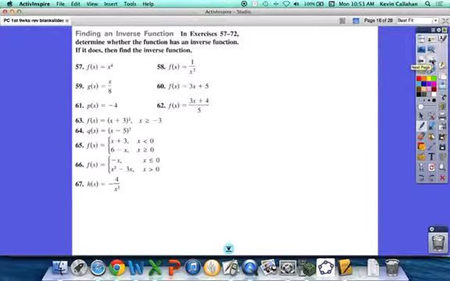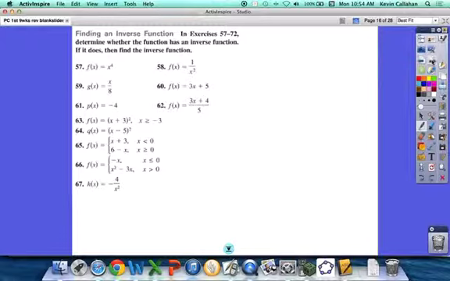Okay, determine whether a function has an inverse, and if it does, then find the inverse. What is the test that we use to determine whether a function has an inverse? Now you're talking about finding the inverse. What do we look at to tell us whether there's any point of finding the inverse? What's that? Horizontal line test. Remember that?